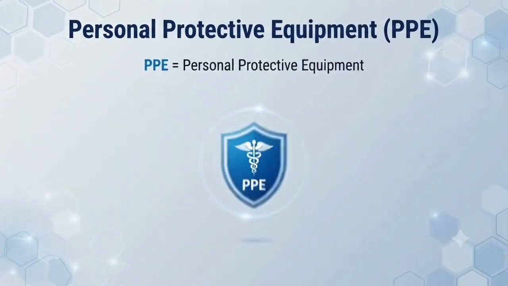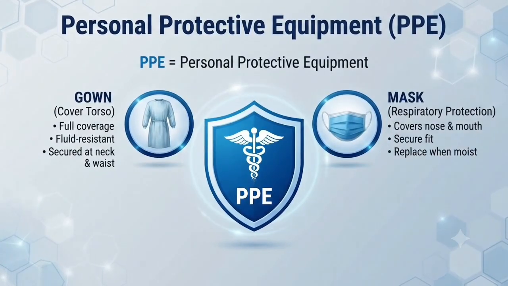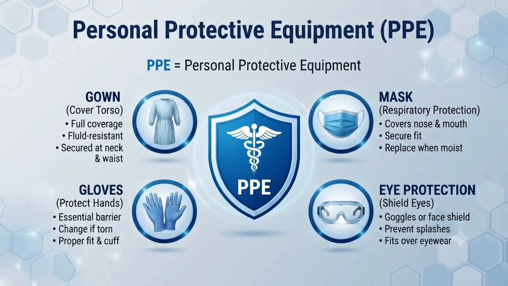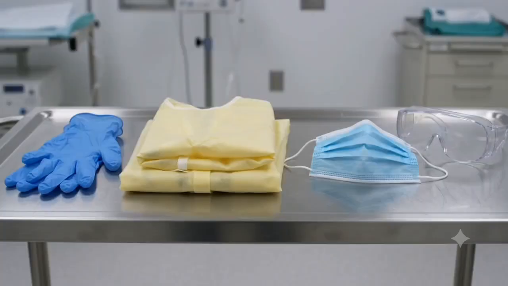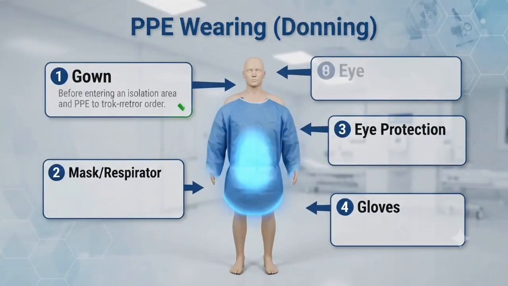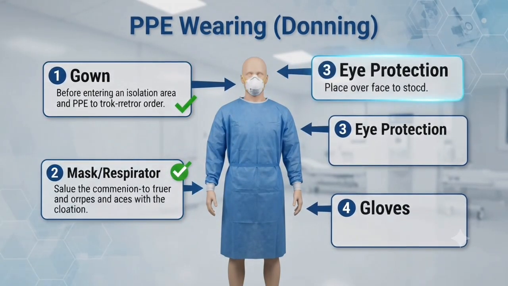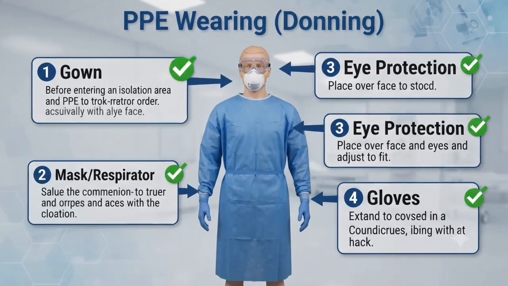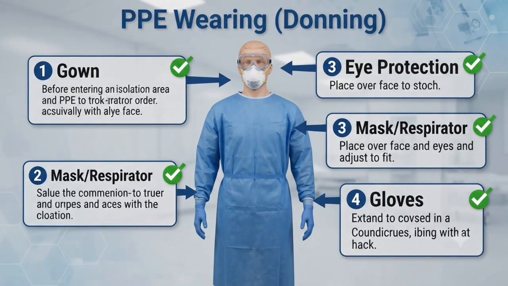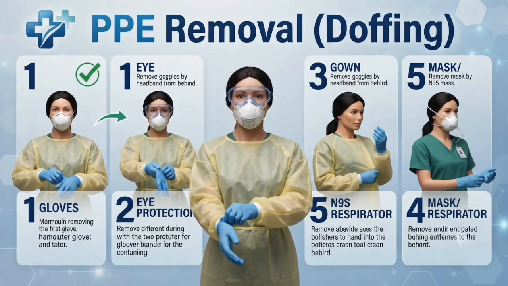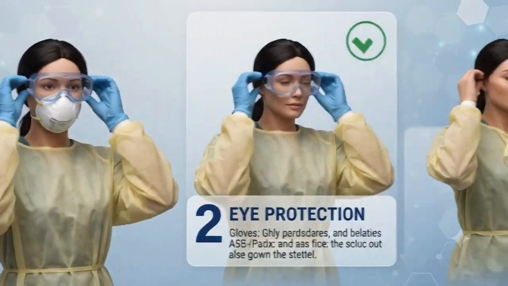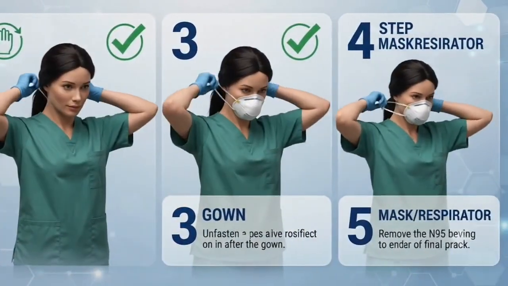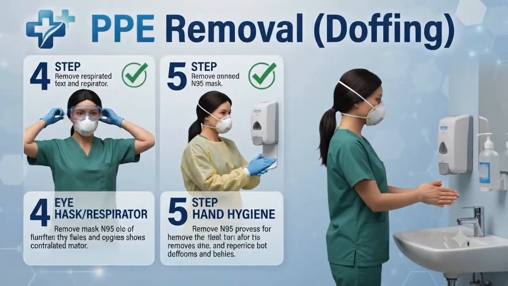PPE stands for Personal Protective Equipment. It helps protect healthcare workers and patients by reducing the spread of germs. Before entering an isolation area, put on PPE in the correct order: gown, mask or respirator, eye protection, and gloves. Remove PPE in the correct order: gloves, eye protection, gown, then mask or respirator. Always finish with hand hygiene.